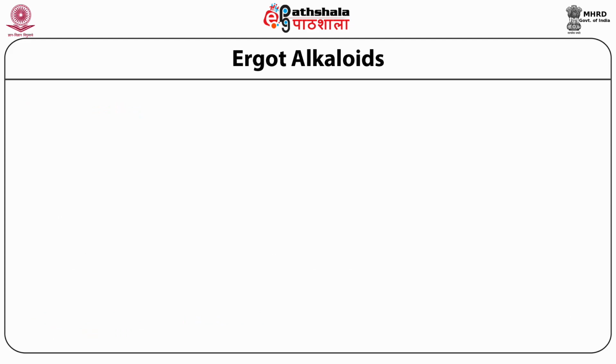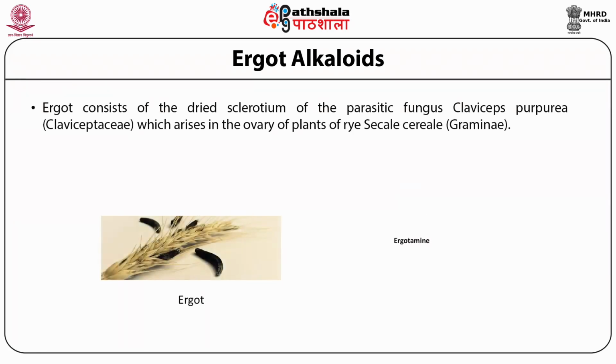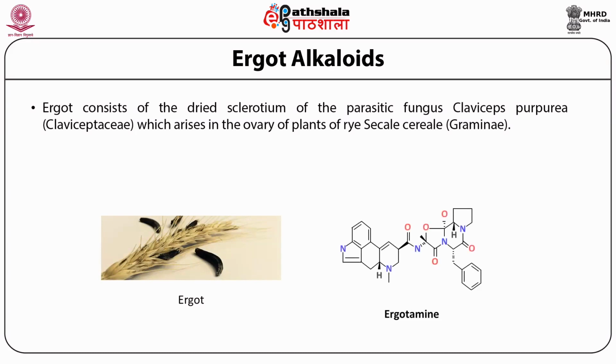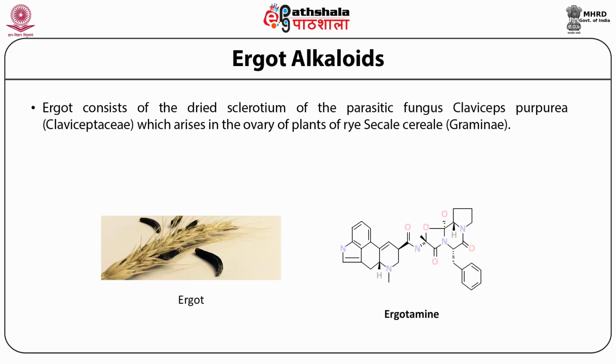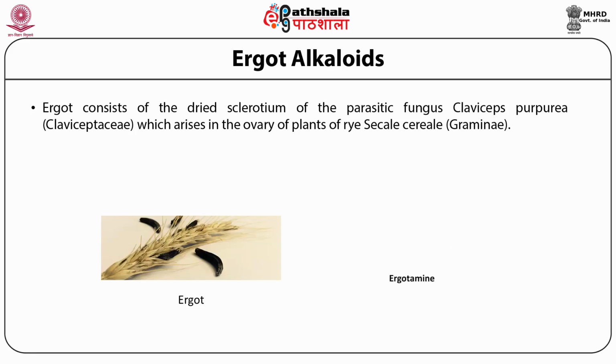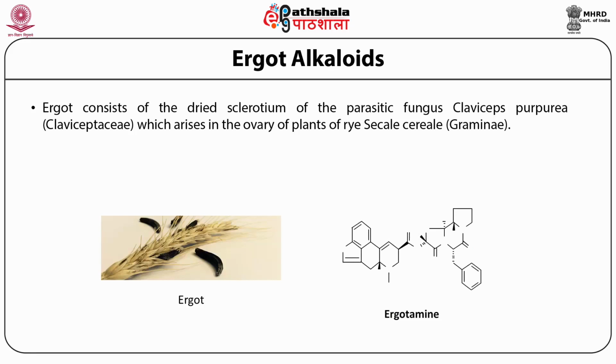Now let's discuss these ergot alkaloids. Ergot consists of dried sclerotia of parasitic fungus Claviceps purpurea of family Clavicipitaceae that arises in the ovary of rye plant, which is a cereal of family Graminae. So on the right hand above side, we see an ear of rye plant with these black sclerotia. So this is a fungal infection that has replaced the ears of rye plant.